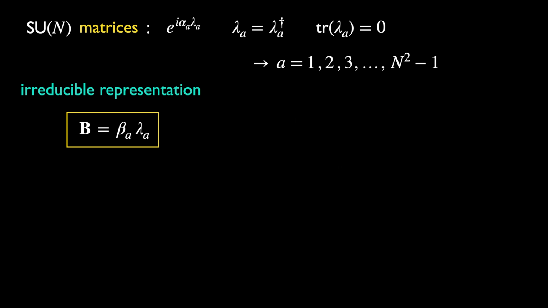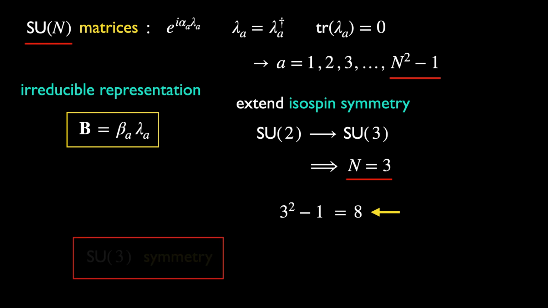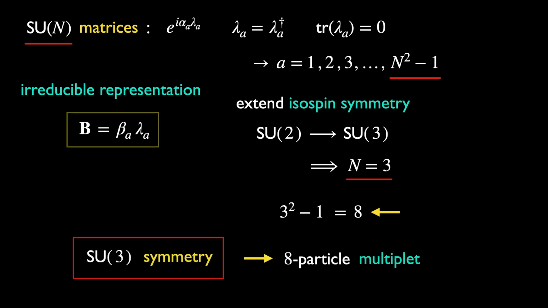This representation is immediately available to us with any SU(N). The most straightforward way we could extend the isospin symmetry of the strong interaction is to just promote SU(2) to SU(3). From our general results for SU(N), the SU(3) group would have 8 generators. The irreducible representation B then corresponds to an 8-particle multiplet.